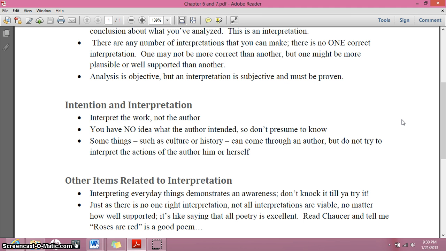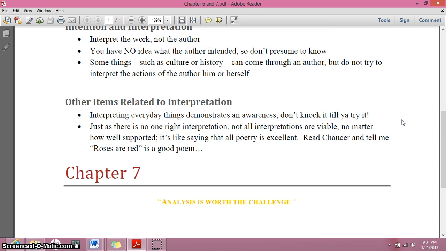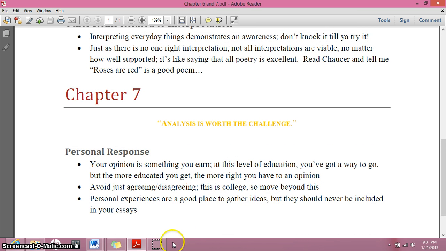The example I give is to read Chaucer or Shakespeare or Wordsworth or any amazing poet and say, oh, well, all poetry is great, so Chaucer is just as good as any Roses Are Red poem. That's not true. And interpretations are the same way. Just because you interpret something that way doesn't mean you don't have to do your work to make it viable and plausible. Okay, so let's move on to chapter 7.